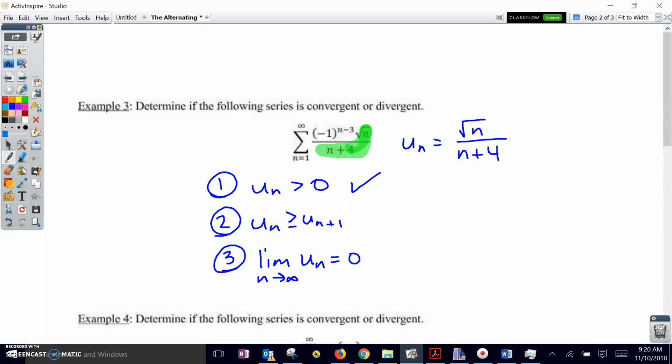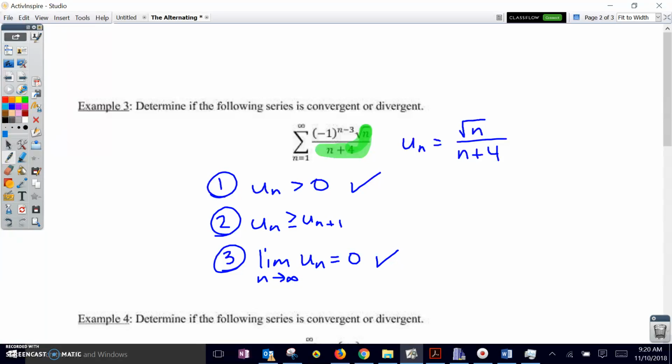And then let me see, I'll think about step 3 next. Does the limit as n goes to infinity of u sub n equal 0? Yes, because the power in the denominator of n is greater than the power in the numerator. So it indeed passes that test. So then we need to decide, is there a value of n where from that point on u sub n is always greater than or equal to u sub n plus 1?